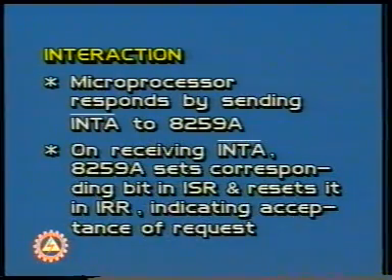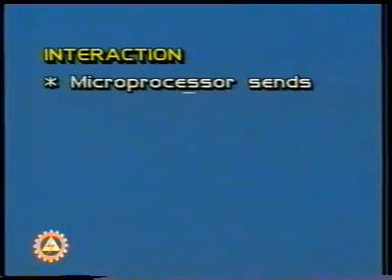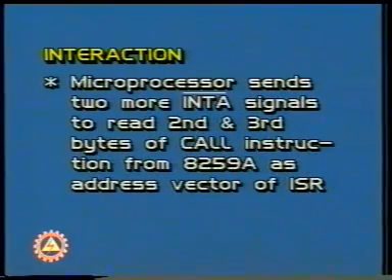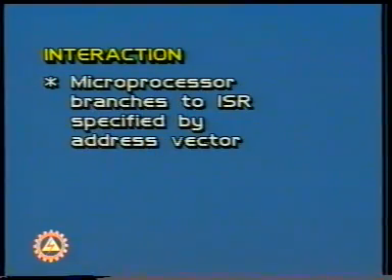The microprocessor responds by sending the acknowledgement to 8259A. On receiving the acknowledgement, 8259A sets the corresponding bit in the ISR and resets it in the interrupt request register, indicating the acceptance of the request. 8259A also sends the opcode of the call instruction to the microprocessor. The microprocessor sends 2 more acknowledge signals to read the second and third bytes of the call instruction from 8259A as the address vector of the interrupt service routine. Then the microprocessor branches to the ISR specified by the address vector.